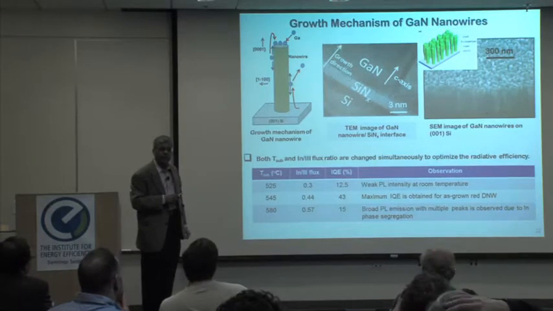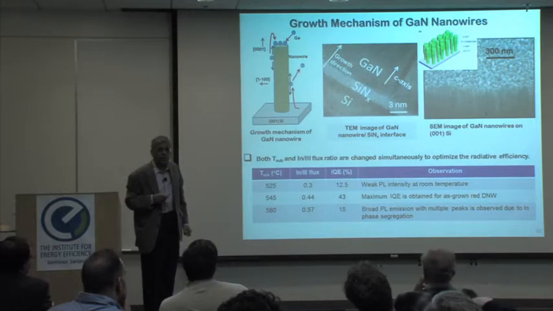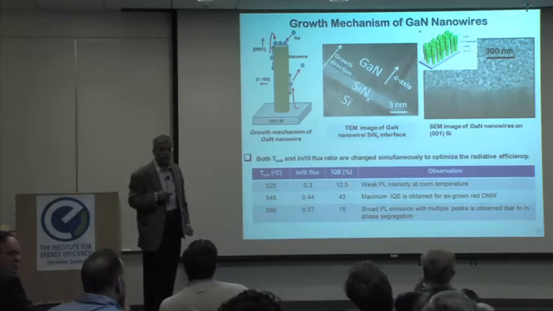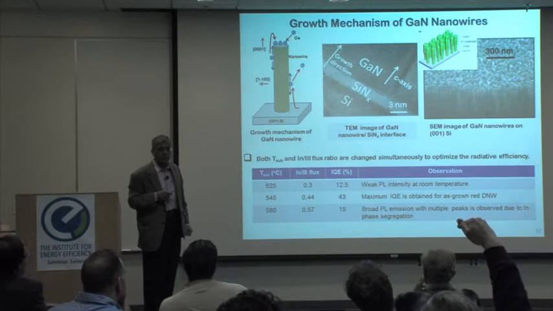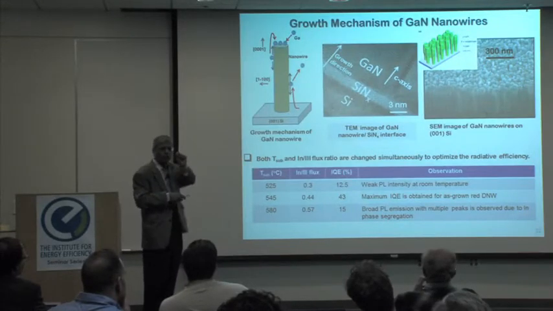Yes? Is there random in-plane rotation of the nanowires? Since you have no epitaxy, does it mean they're actually all 001, but in-plane rotated? Yeah, that's right. That's right.